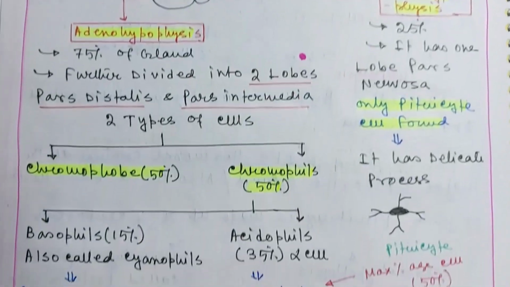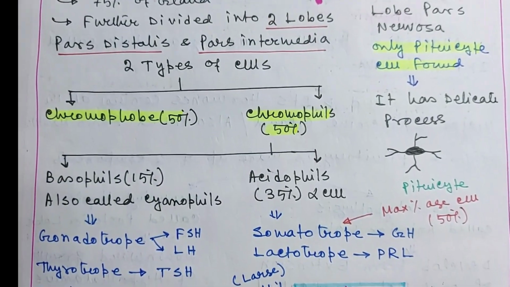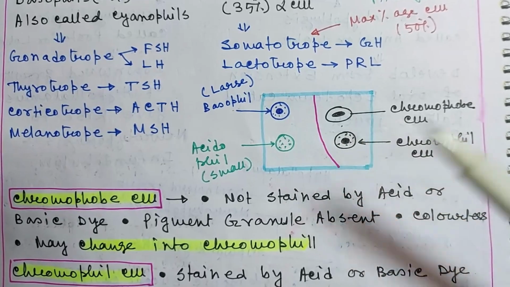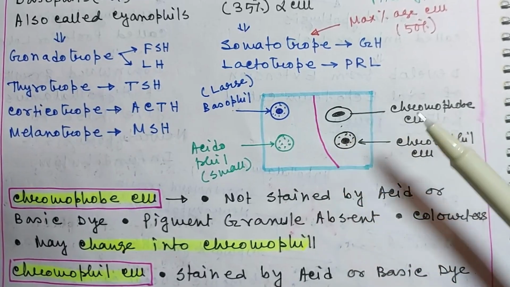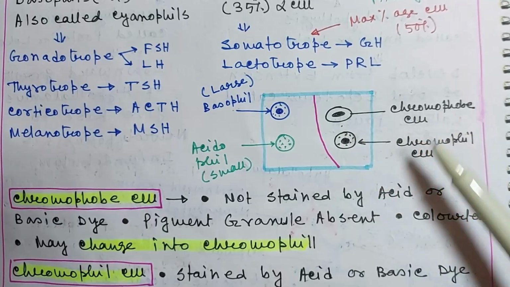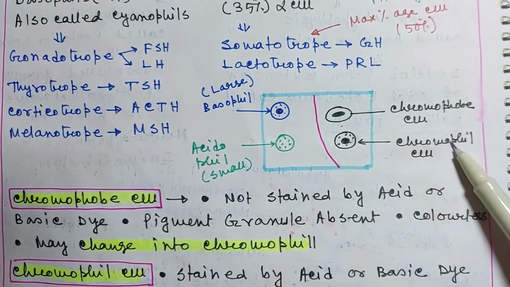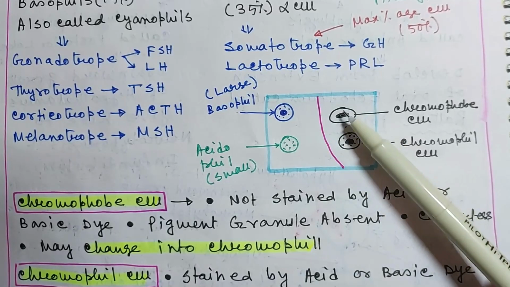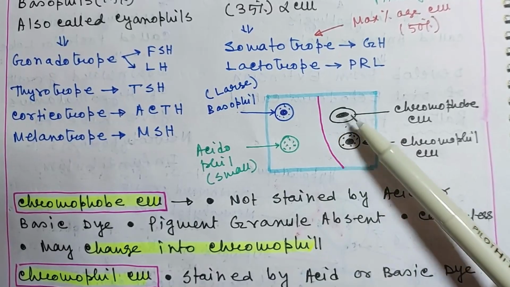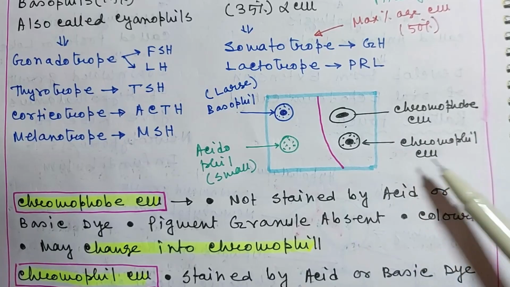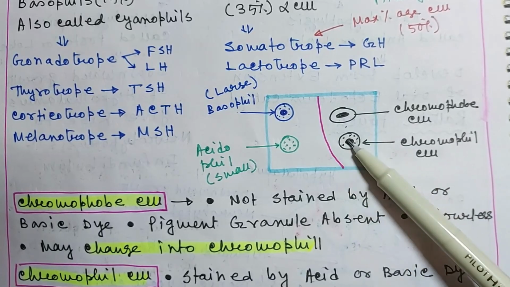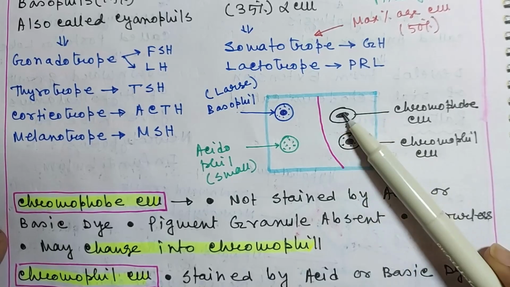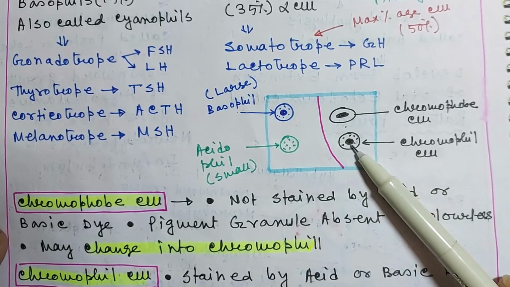First we will see the histology of the adenohypophysis. This is a very simple diagram of the histology of the pituitary gland, or adenohypophysis. In the adenohypophysis you can find two types of cells: chromophobic cells and chromophilic cells. Chromophobic cells are non-granular, that means no granules are present in their cytoplasm, but chromophilic cells are granular. These granules can be stained by acidic or basic dye, and sometimes chromophobic cells will change into chromophilic cells.